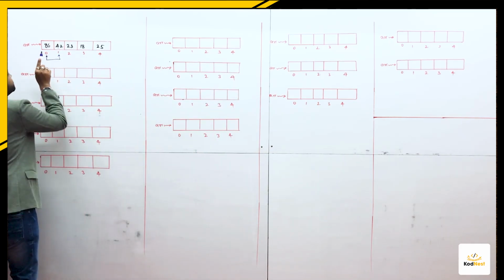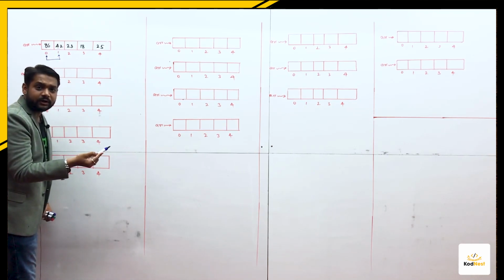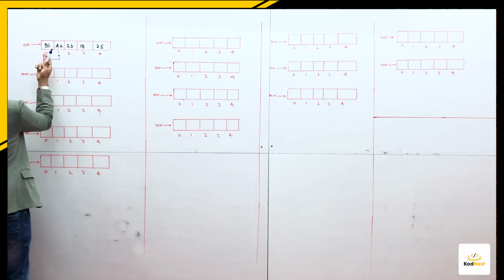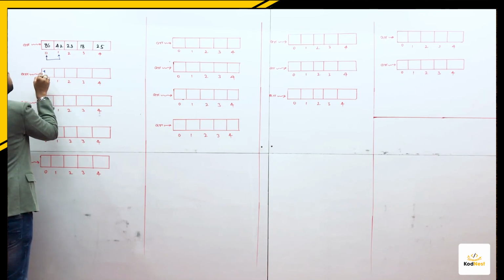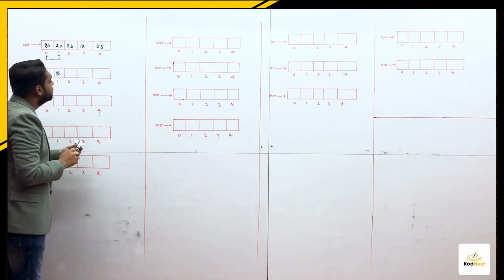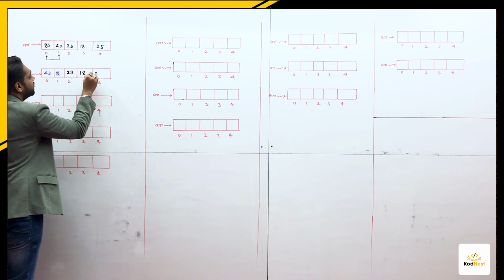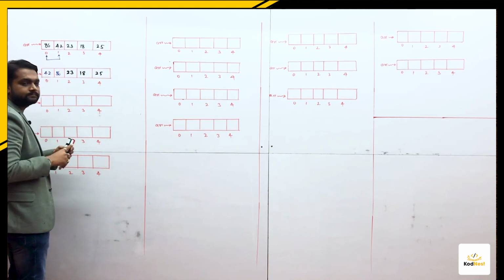Look at it. First element is 86, second element is 42. Is 86 greater than 42? Yes. So swap it. Swap it means exchange it. If you exchange it, 42 would come here, 86 would come here. Am I not correct? Remaining elements are untouched. I did not touch them. All of them are as they were.